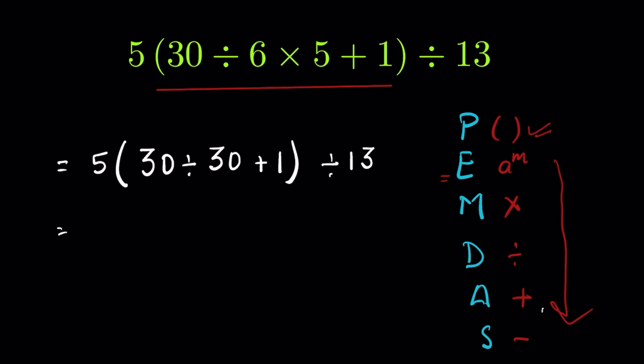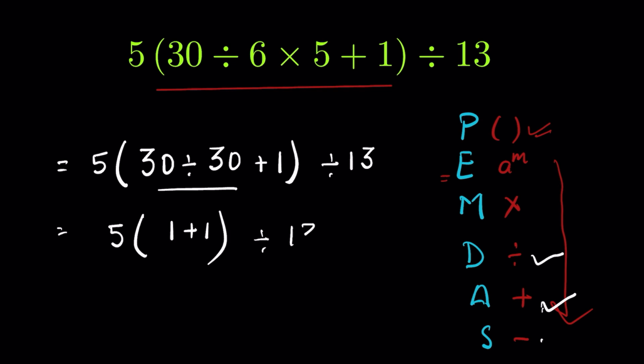Now before addition we have division, so we will do division. So 30 divided by 30 is 1, plus 1, then divided by 13. Now 1 plus 1 is 2, so 5 times, we remove the parenthesis. Once parenthesis is removed, we have multiplication. So 1 plus 1 is 2, then division, then 13.